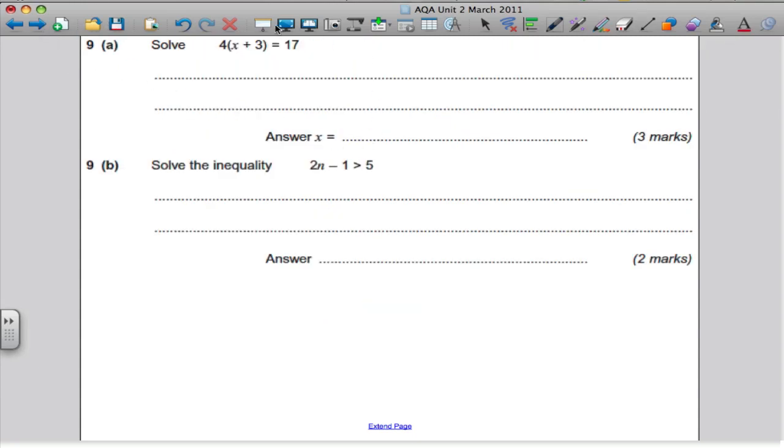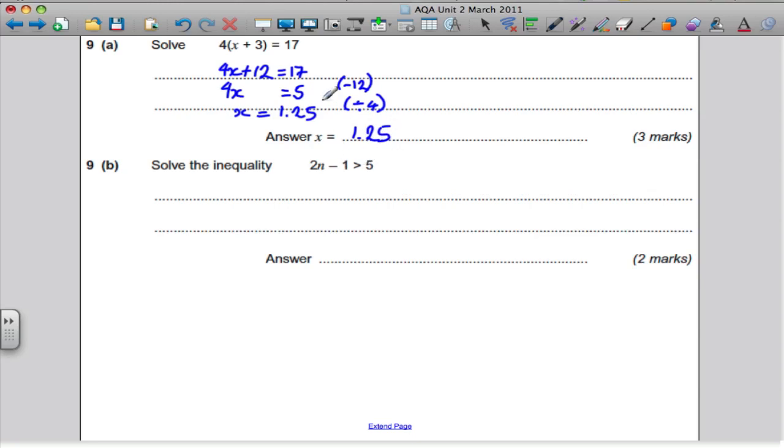Okay, question 9a, solve the following. Easiest way to do this is probably multiply out first. 4 times x is 4x, 4 times 3 is 12, and that must equal 17. Now subtract 12 from both sides. You would get 4x is equal to 5, and then divide both sides by 4, and you would get x is equal to 5 divided by 4, and 5 divided by 4 is 1.25. So x is equal to 1.25.